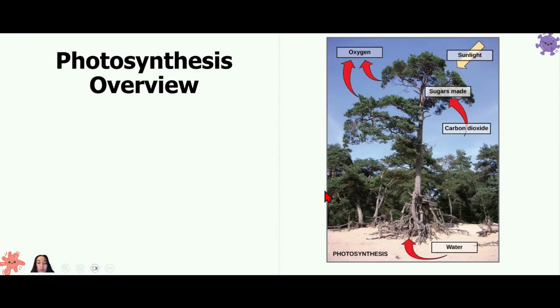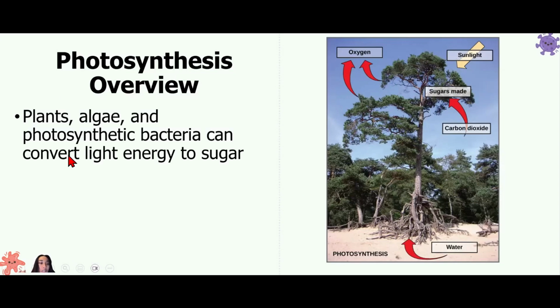So this is an overview of photosynthesis. Photosynthesis happens in plants, algae, and photosynthetic microbes such as bacteria and archaea. And again, it is converting light energy into sugar. So sunlight is going to be absorbed, but not only that, carbon dioxide is also involved and water. So those are the things that are being taken in. And sugar is going to be produced and oxygen is going to be released.